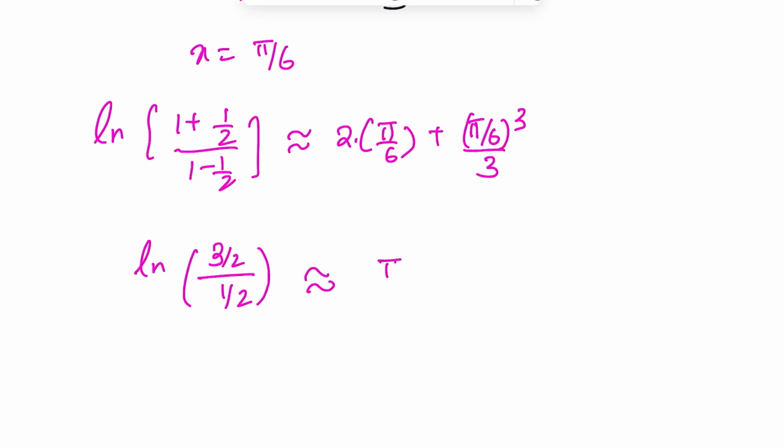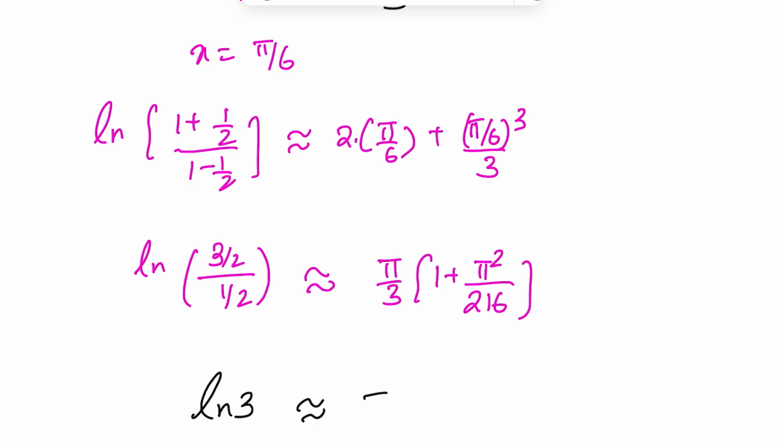When I simplify this one, pi by 3 common, 1 plus pi square upon 216. So this is ln 3. ln 3 is approximately equal to pi upon 3 times (1 plus pi square upon 216).